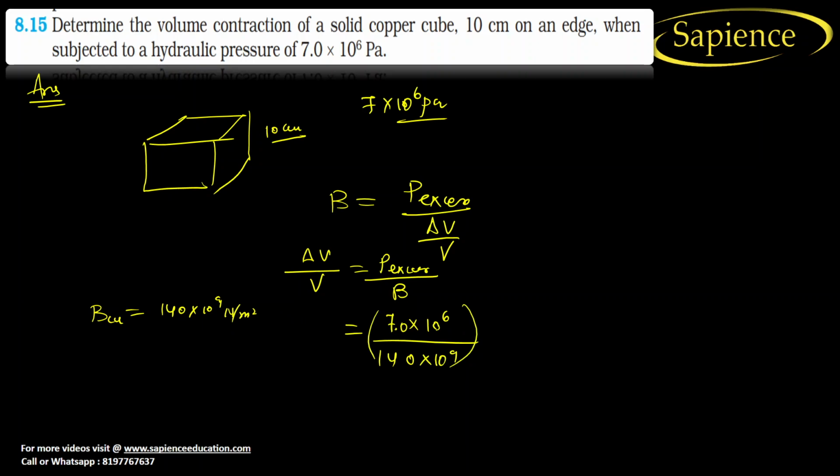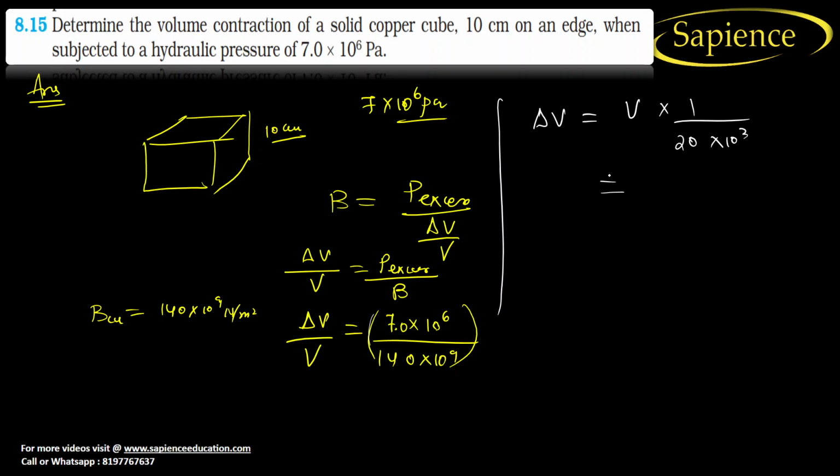Now we have got change in volume by original volume, but they are asking you to determine the volume contraction. Volume contraction means what? They are asking about change in volume only. So change in volume is equal to V into this ratio, which works out to 1 by 20 into 10 to the power 3. So we need to put in the volume. If we put the volume, then we will get the answer.